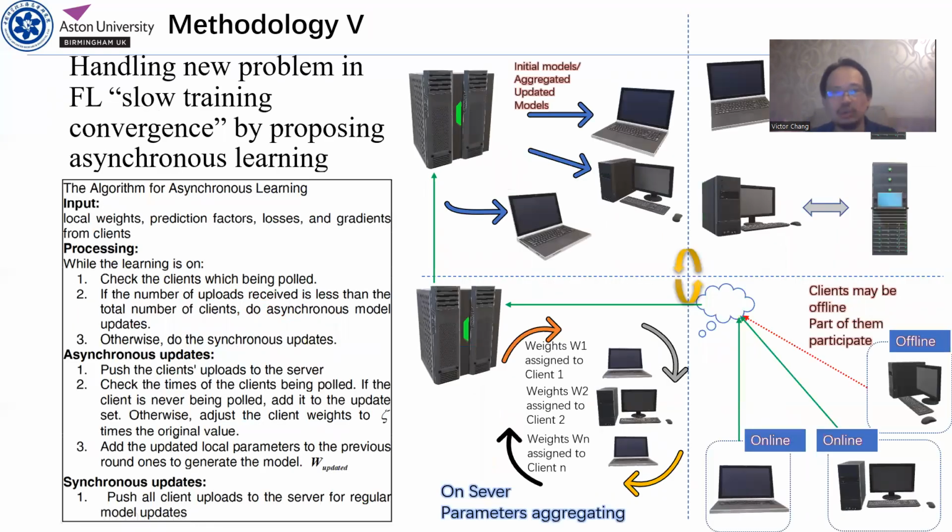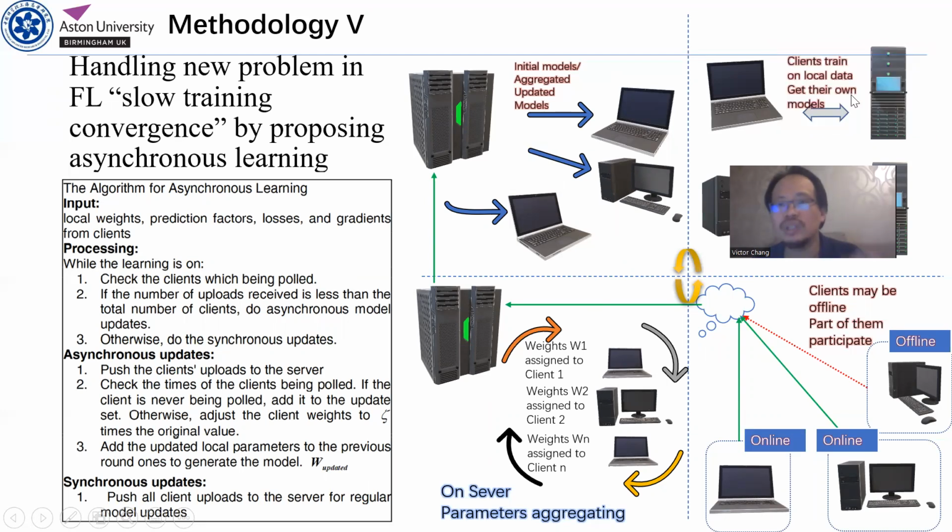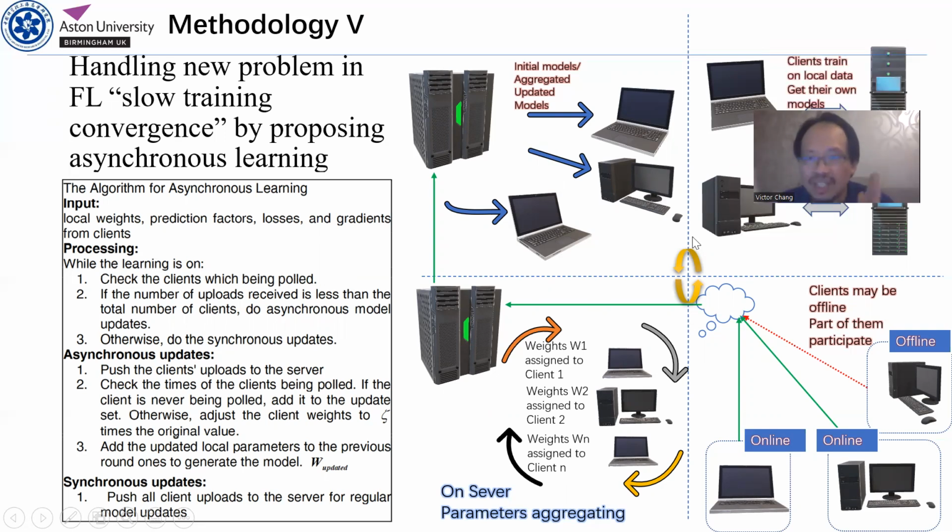Now the second algorithm works with different clients. This is how it looks: the initial model, aggregated and updated models. You have all the clients in place, and each client trains on the local data to get its own model. Then some of the clients may be offline, and only part of them participate. Of course, we have different weights, such as weight 1 assigned to client 1, weight 2 assigned to client 2, and weight WN assigned to client N. In this way, we can have asynchronous learning.